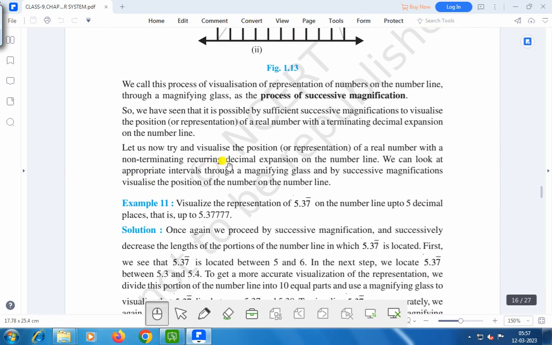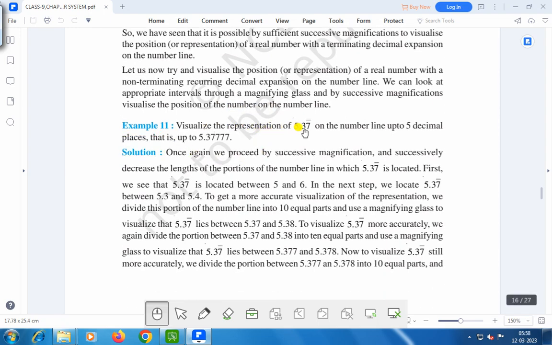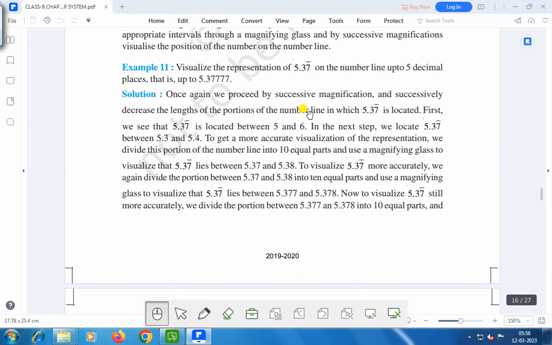Now let us try to visualize the position of a real number with a non-terminating recurring decimal expansion on the number line. We can look at appropriate intervals through a magnifying glass and, by successive magnifications, visualize the position of the number. Visualize the representation of 5.37 bar on the number line up to 5 decimal places, that is, up to 5.37777. Once again, we proceed by successive magnification and successively decrease the length of the portion of the number line in which 5.37 bar is located.